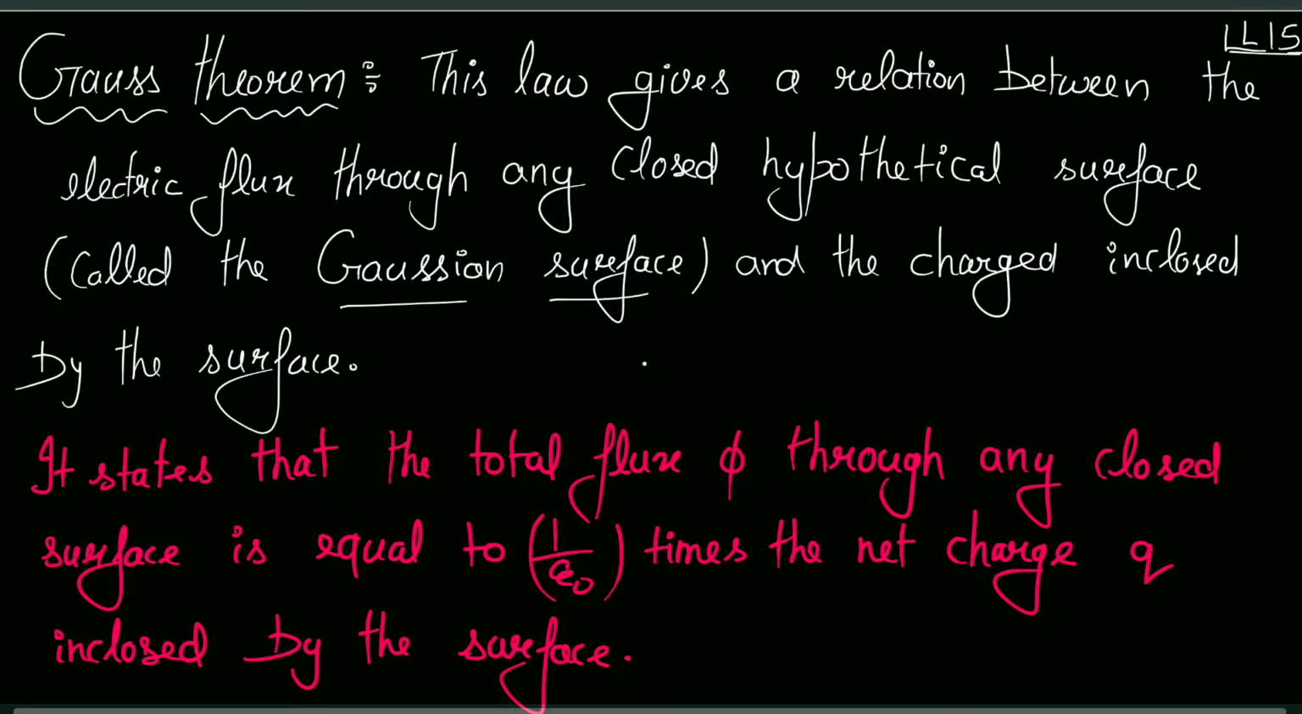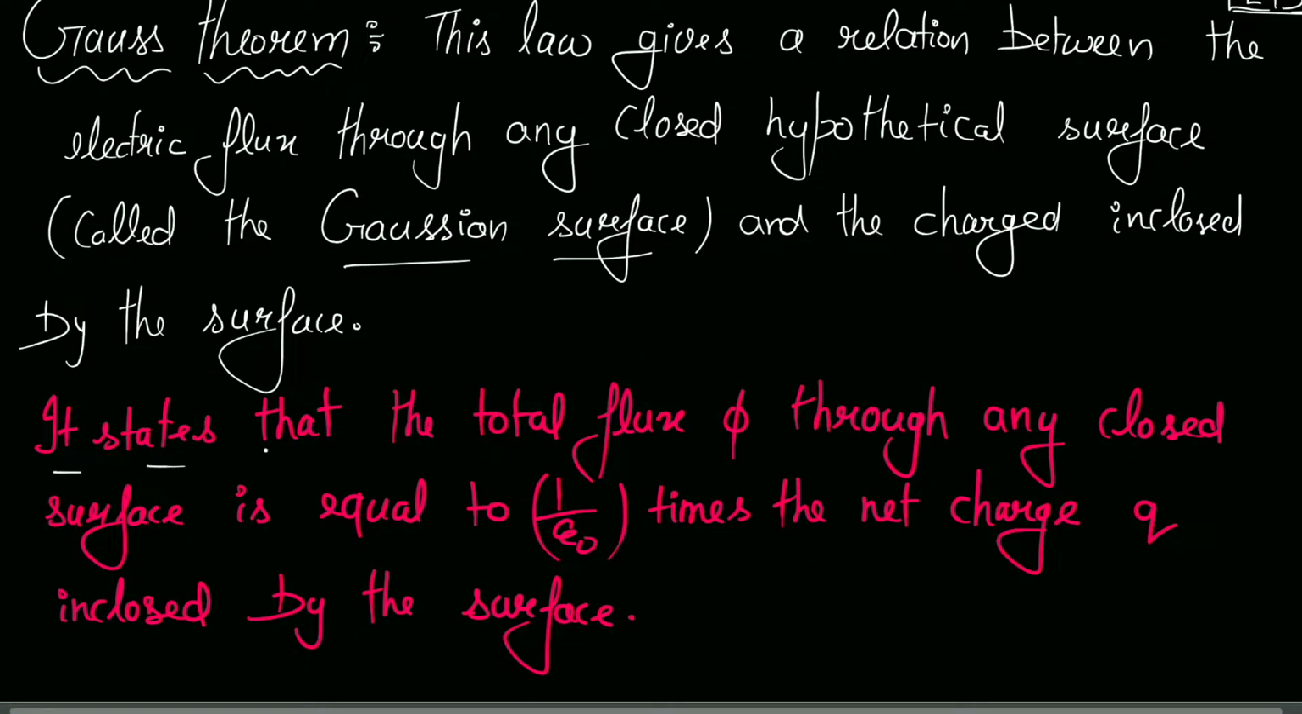out the relation between it and the charge enclosed by the surface, and state that the total flux phi through any closed surface is equal to 1 by epsilon naught times the net charge q enclosed. Remember, it is enclosed by the surface, the hypothetical surface that we had taken.